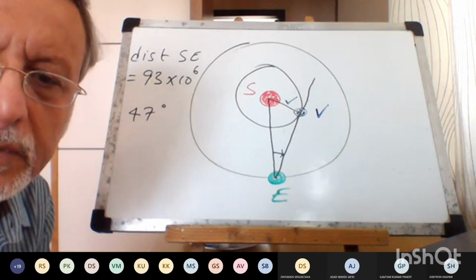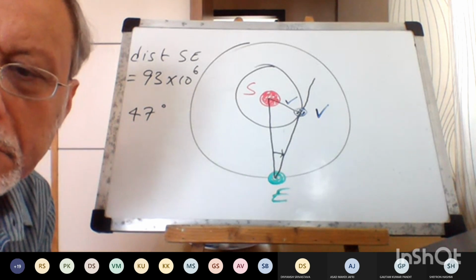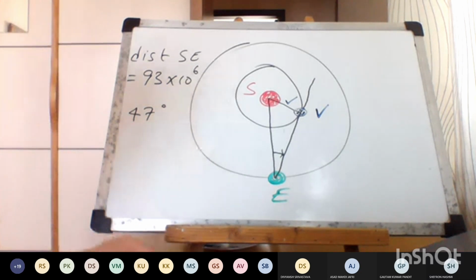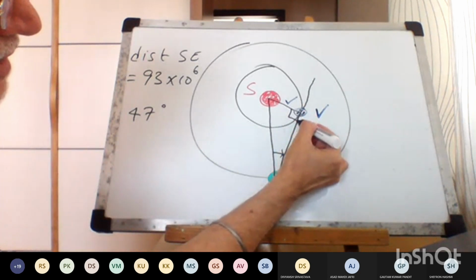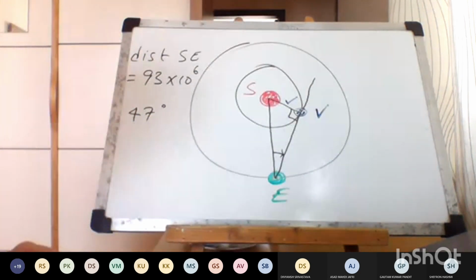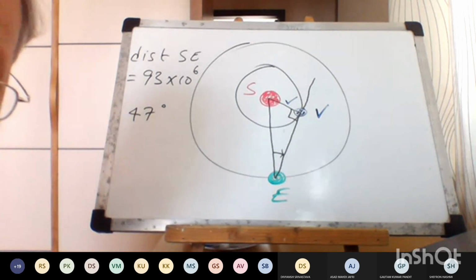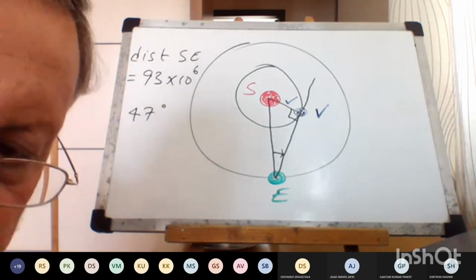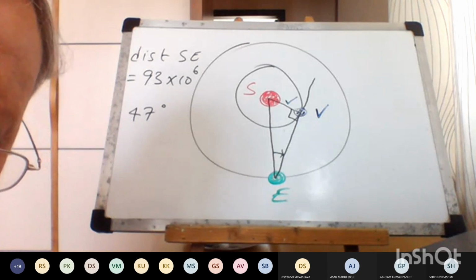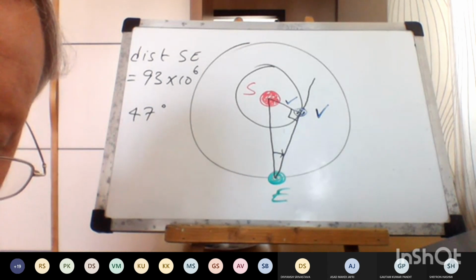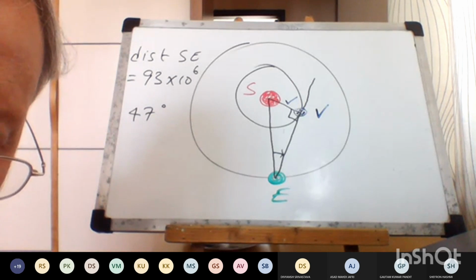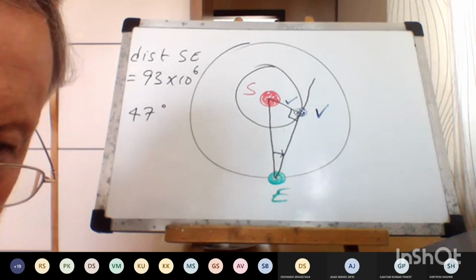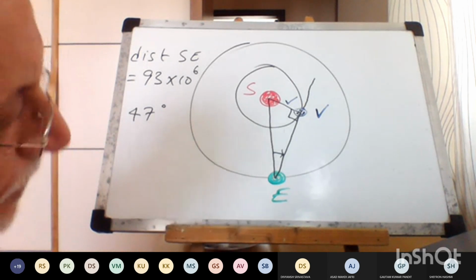Why is there a doubt in this one? This angle is 90 degrees due to geometry. Angle SVE is 90 degrees because any tangent to a circle makes a right angle to the radius of that circle at that point. Yes or no?